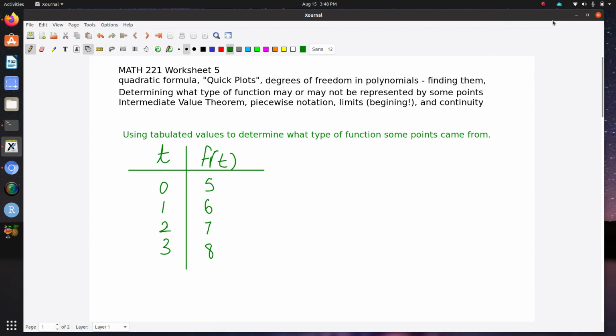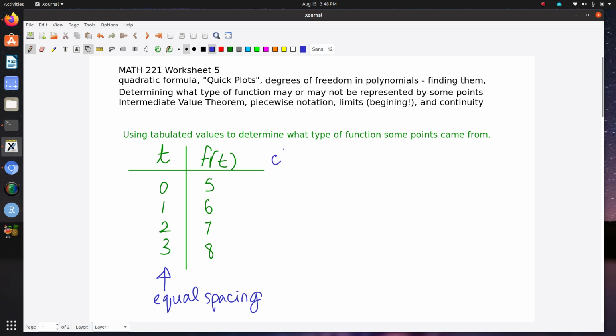Okay, so here's the first example. Using tabulated values to determine what type of function some points came from. Here's the line example. You guys know this is a line, and by the way, all these examples, the ones that you're going to be doing in your worksheet, these guys have to be equally spaced. You can do this exercise without equally spacing them, but it makes it way harder, and we're not going to do that.